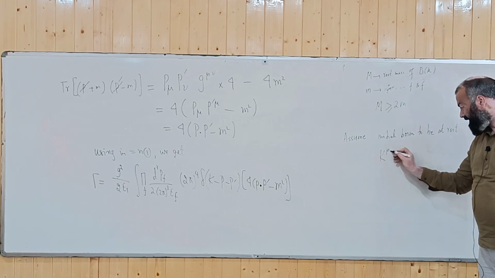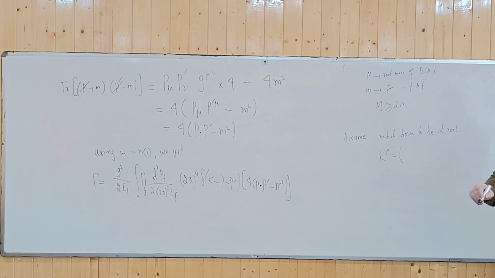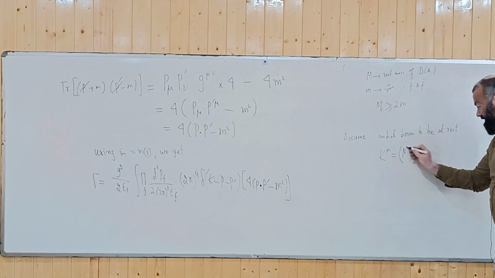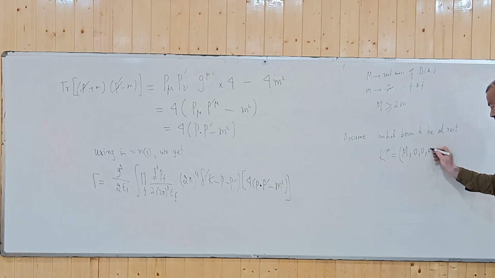So K mu is equal to what? That will be only the energy, the rest mass, and the momentum is 0. So it will be simply equal to M, 0, 0, 0. Understood? So what is actually K mu? You have K mu equal to the initial energy E_I, then the initial momentum. Initial momentum is 0, that's why you put 0 0 0, and the initial energy is simply the rest mass energy. Okay.